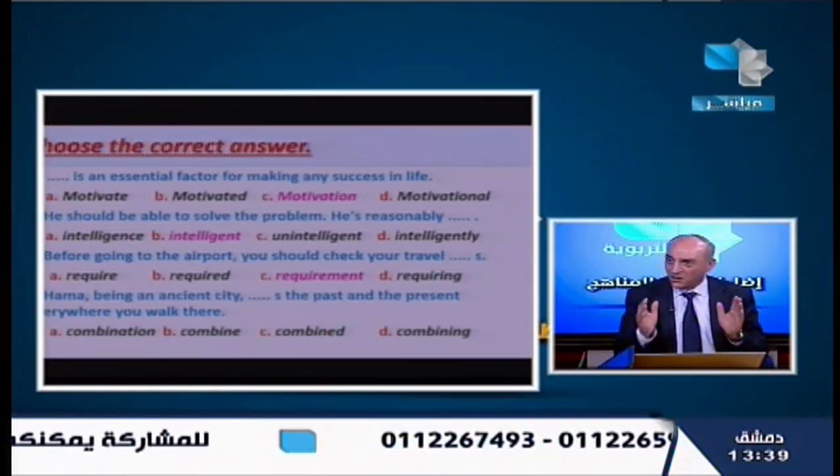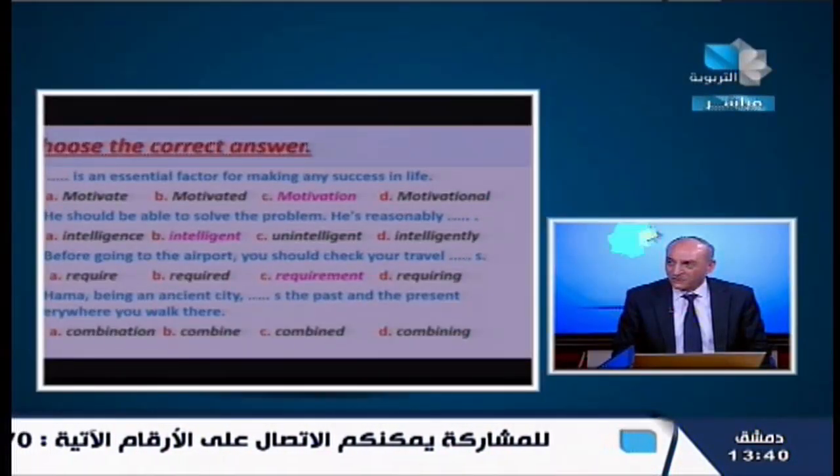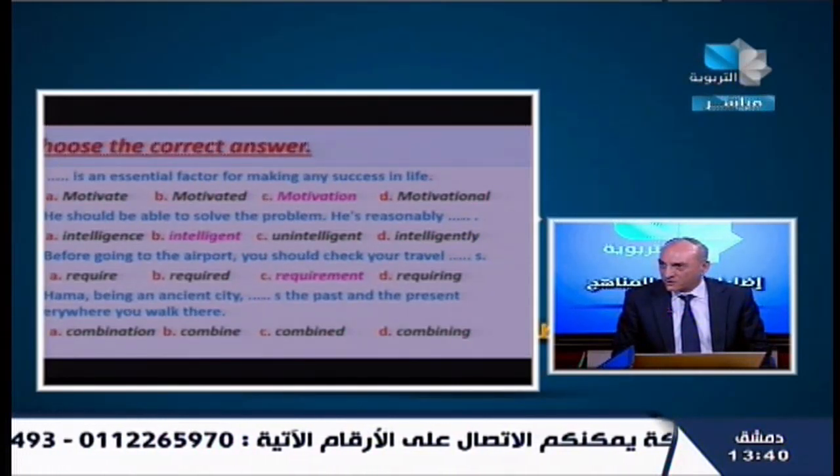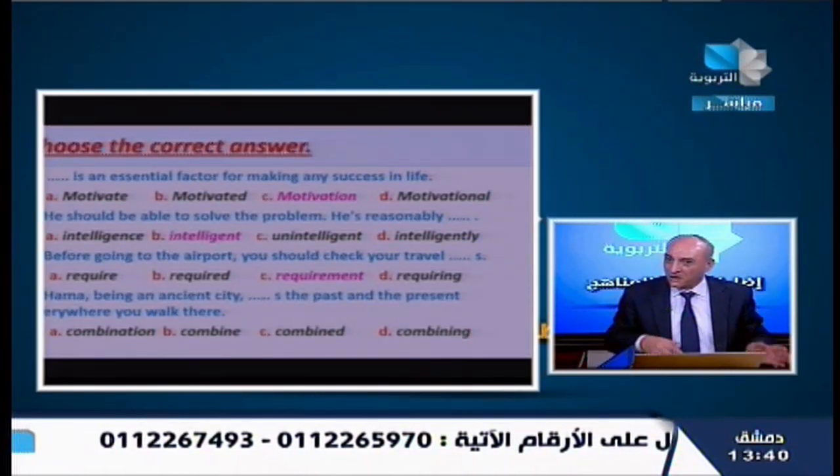Yes. Right? So the main clause is Hama, and Hama is a subject. As a subject needs a verb. Yes, so Hama combines the past and the present. Being an ancient city, Hama combines the past and the present. Some students maybe get confused after these non-defining clauses found after the subject.